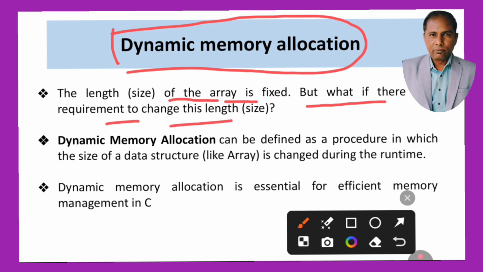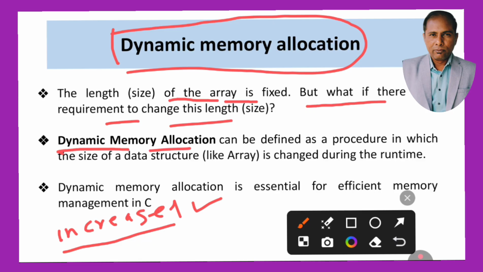But sometimes we have to change the size, that is, the number of data may increase or decrease. For that, the memory allocation should be done. If the data is increased at runtime, then we have to increase the size of the memory for keeping that data. But in case of the array, we cannot do this. Whatever size we have given, that size will be fixed. So for that, there is a concept of dynamic memory allocation in C.